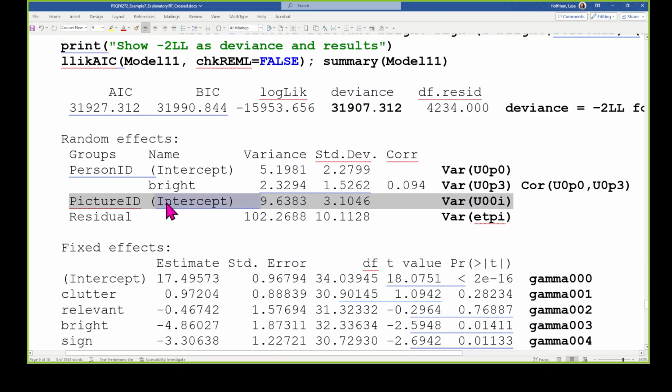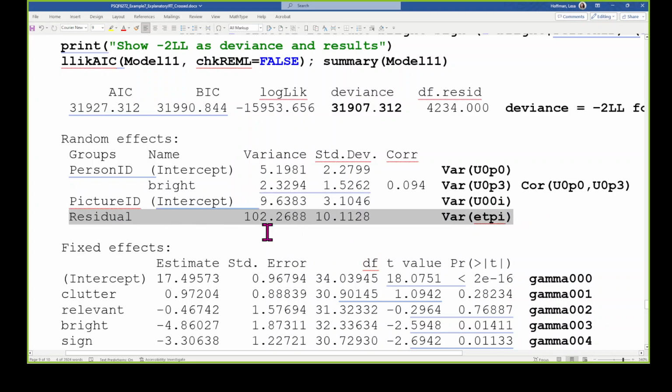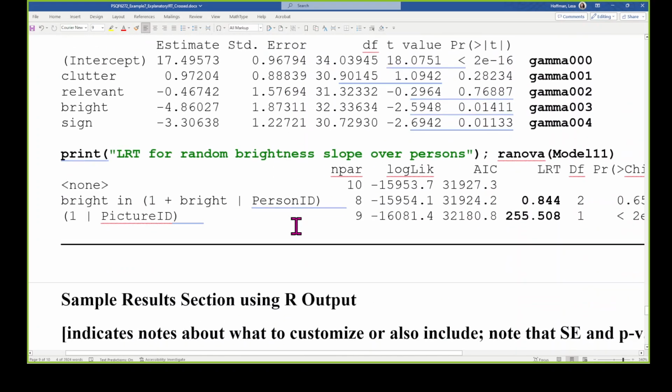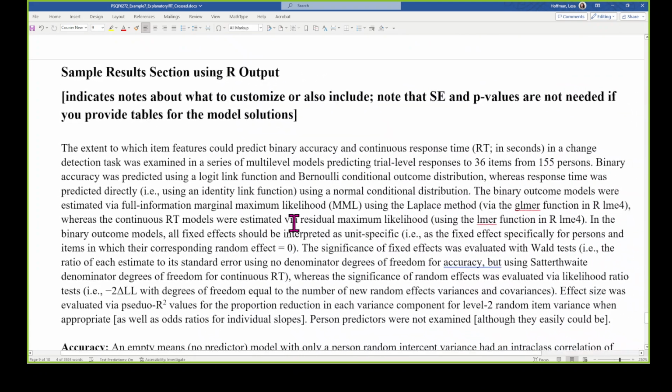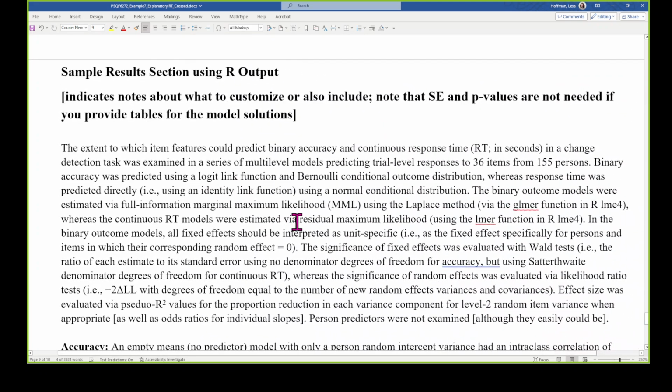If I had a random slope of a person predictor across items, then that random slope would have a correlation with this random intercept. And then residual variance at the bottom is the lion's share of it. So why did somebody respond faster to this particular item, even after we control for which item it was and which person it was? Trial level variance. And then words. Ta-da! We did it.